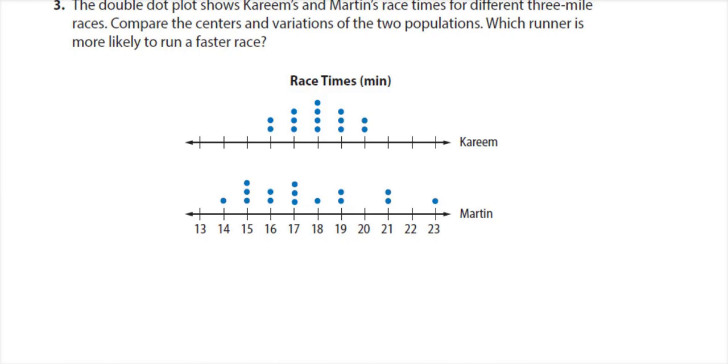So you have a double dot plot, and it shows Kareem's and Martin's race times for different 3-mile races. Compare the centers and variations of the 2 populations and which runner is more likely to run faster. Let's do the mode again because that's an easy one. Let's pick mode. And then let's do if it's symmetric or not.